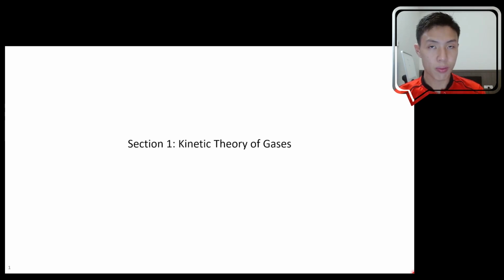We now move on to chapter 9, which is on kinetic theory of gases and thermodynamics. So I split it into two sections. Section 1 will be on kinetic theory of gases, whereas section 2 is on thermodynamics. So let's look at section 1, kinetic theory of gases.